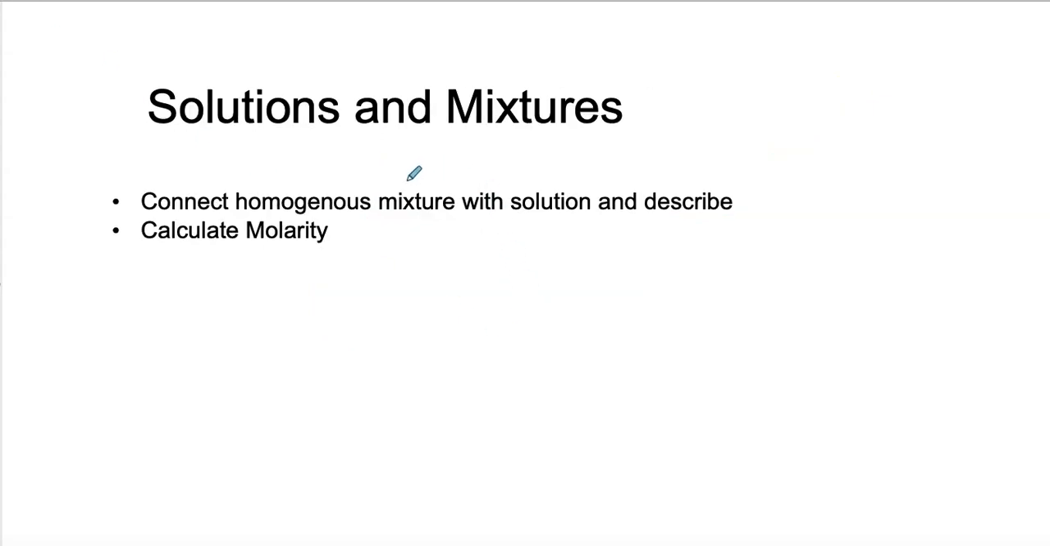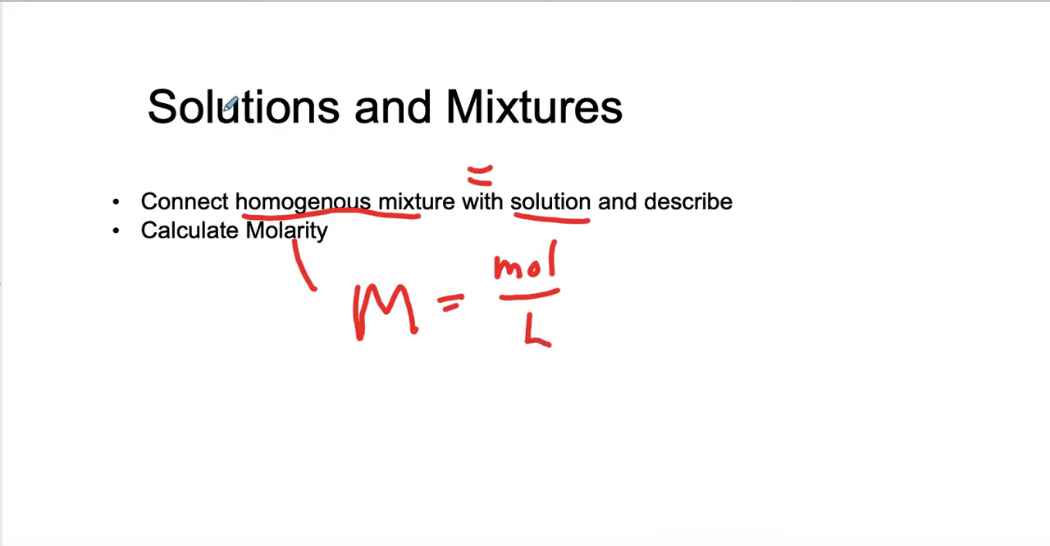Finally, solutions and mixtures. So homogeneous mixture equals solution. Those are the same thing. Describe what those are like. You may have to describe how ions get dissolved in water. What is a dissolving process, and how do the water molecules go around each of the individual ions or polar molecules? For that, molarity, you should know that molarity equals moles per liter: how many moles of your solute, what gets dissolved, over how many liters in the solution.